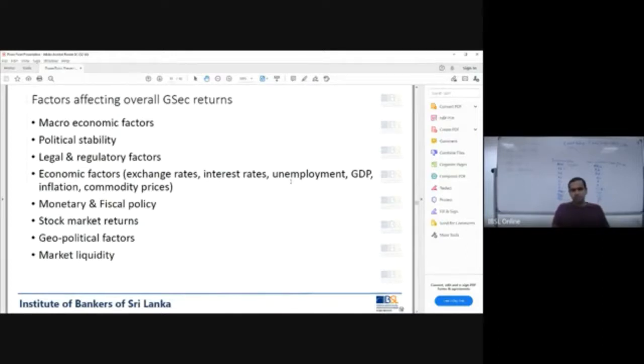Stock market returns. How is the stock market doing? If the stock market is doing well, we might see investors moving out of bonds and getting more into stocks. Geopolitical factors. What is happening on the international front? Are we getting along very well with our international relationships? On liquidity in the market, usually when liquidity is very high, interest rates tend to remain low. And if liquidity starts dropping, then interest rates start going up.